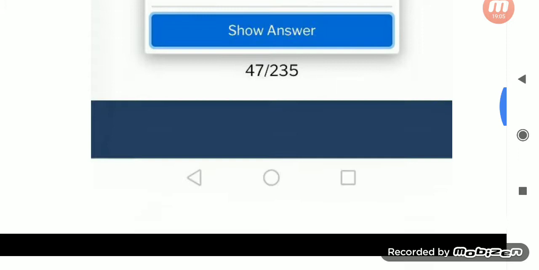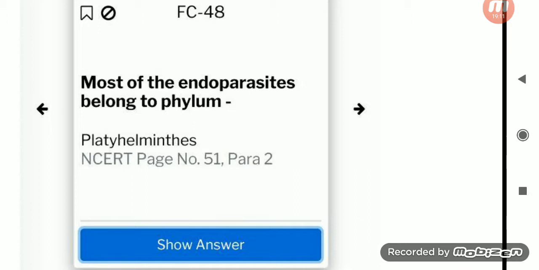Most of the endoparasites belong to the phylum Platyhelminthes.